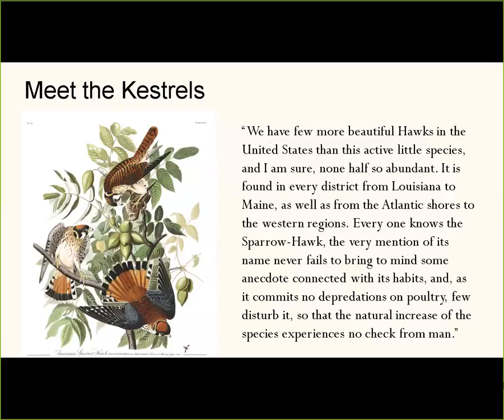"We have few more beautiful hawks in the United States than this active little species, and I am sure none half so abundant." Remember that one. "It is found in every district from Louisiana to Maine, as well as from the Atlantic shores to the western regions. Everyone knows the sparrowhawk," which is what they used to call the American kestrel. "The very mention of its name never fails to bring to mind some anecdote connected with its habits, and as it commits no depredations on poultry, few disturb it, so the natural increase of the species experiences no check from man." Well, if that was the case in Audubon's time, which strictly speaking it probably wasn't, it certainly didn't remain the case for very long.